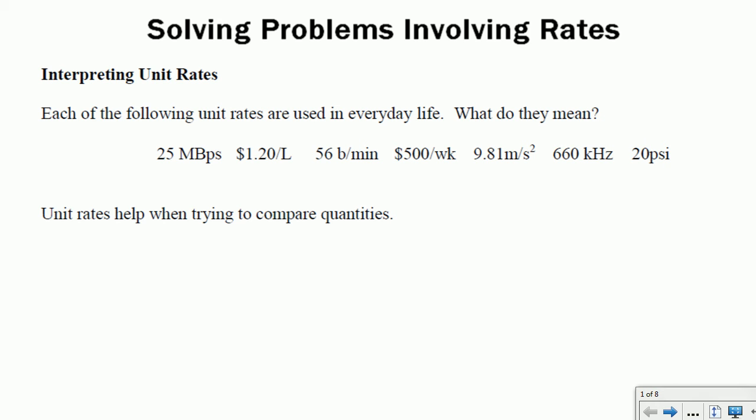Hello everyone. Today we're looking at solving problems involving rates. So here we have a bunch of different unit rates used in everyday life. These might describe something like heart rate, wage, price of gas, AM radio frequency, file transfer speed, and pressure in a tire. Unit rates help when trying to compare quantities.